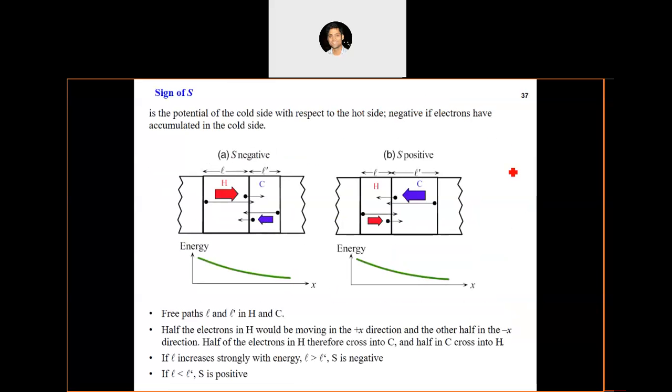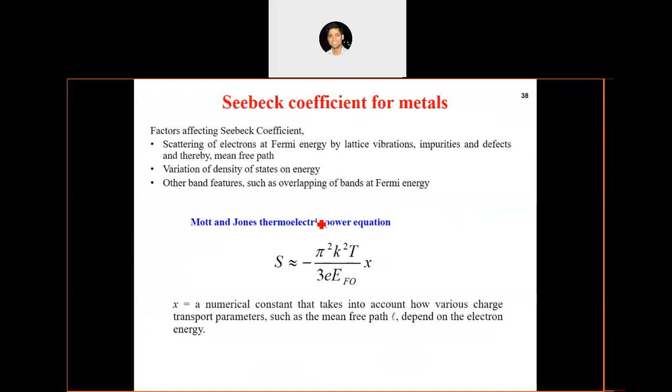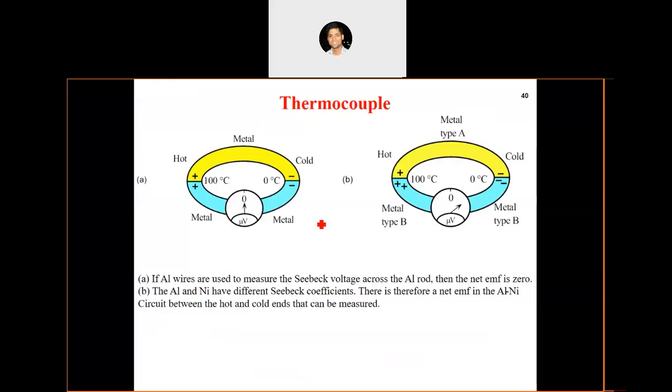Then we saw how, based on the mean free path, the sign of S can be negative or positive, right? I will not go into details of that, otherwise we will not be able to start with the topic today.